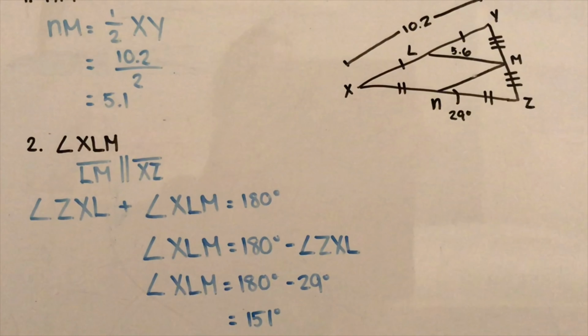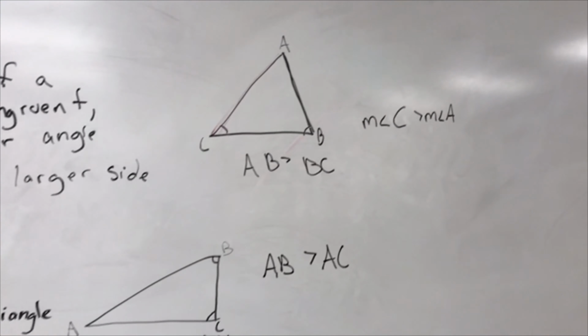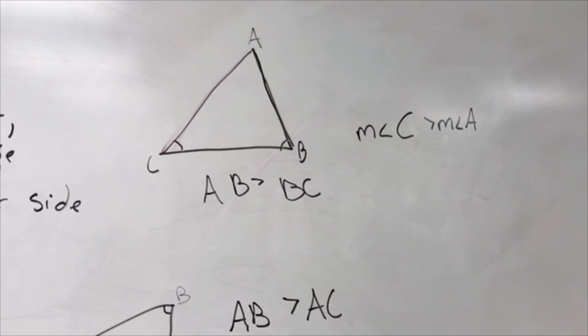So we're going to start off with our first theorem. This tells us that if two sides of a triangle are not congruent, then the larger angle is opposite the larger side. Looking at the figure, it tells us that segment AB is greater than segment BC, which tells us that angle C is greater than angle A.